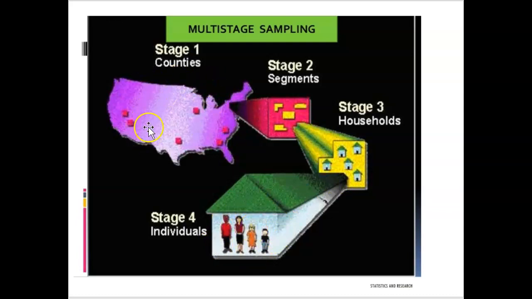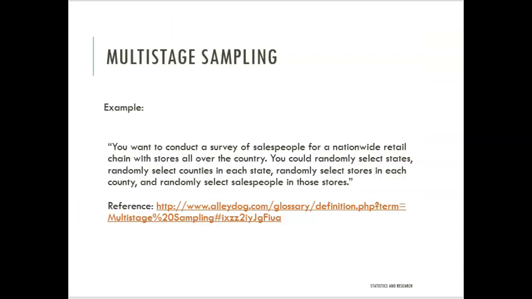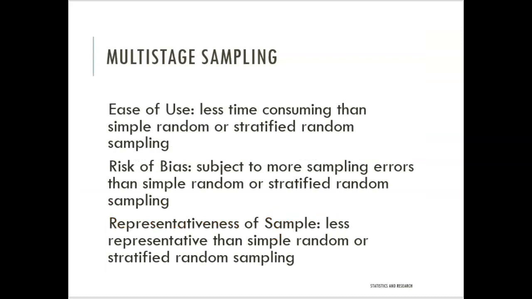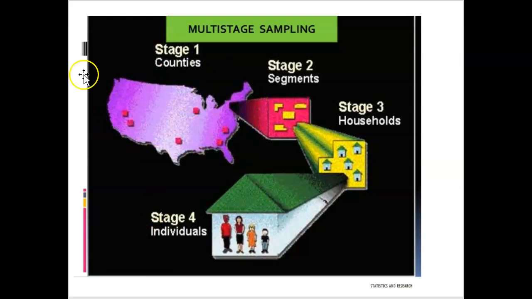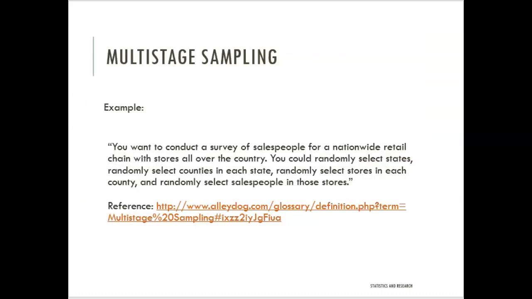Okay, so you see how it starts with something big and then goes from the state to the city to the house, right, to the people. So it just gets smaller and smaller. That's multi-stage sampling. It was easier to do because instead of asking every single person in the state, we're breaking it down into stages.